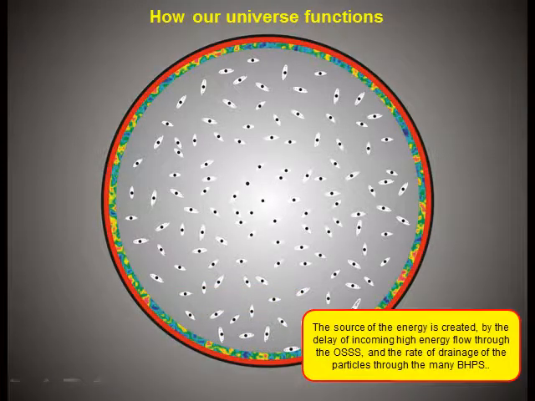The source of the energy is created by the delay of incoming high energy flow through the outer spherical shell singularity, and the rate of drainage of the particles through the many black hole point singularities.